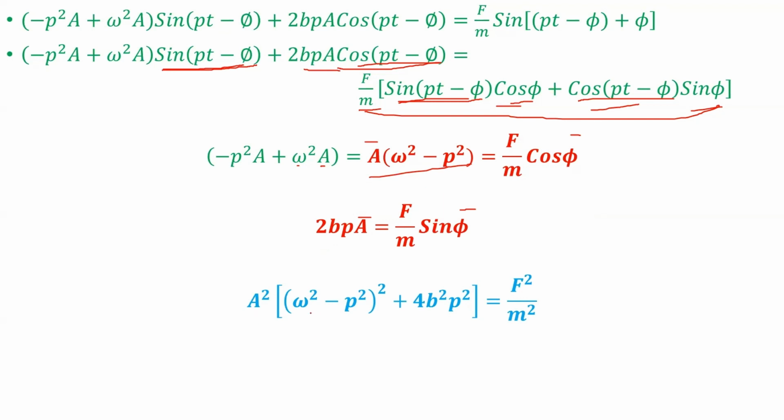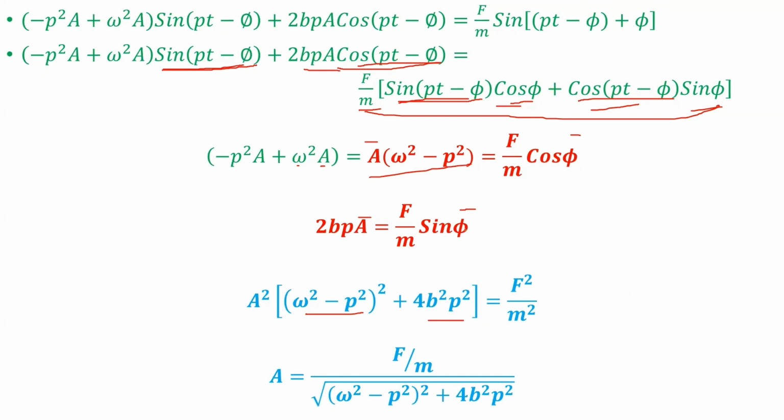Then here, omega square minus p square whole square plus 4b square p square equals f square by m square cos square phi plus f square by m square sin square phi. So f square by m square if we take common, then sin square phi plus cos square phi equals 1. Now I have taken this term to the right hand side. Then you can find the value of a. So a equals square root of this value, that is f by m, and the square root will come here. This is the expression for the value of a.